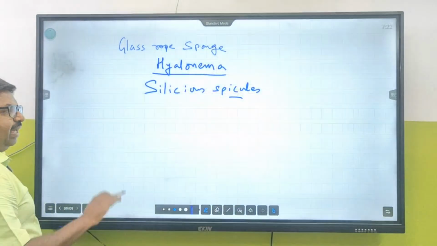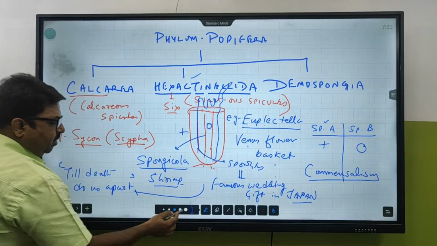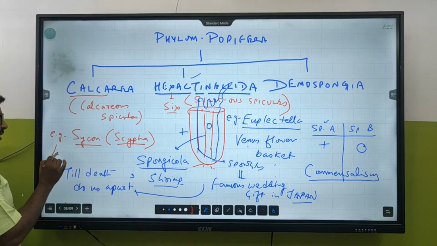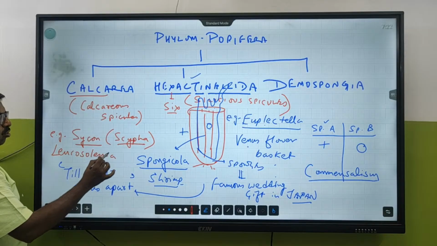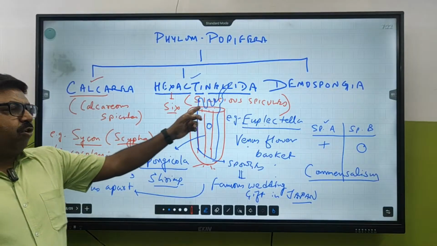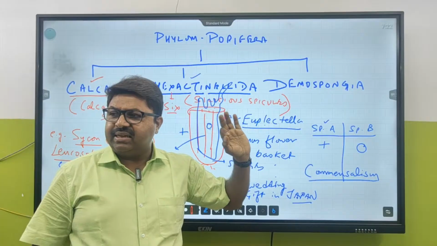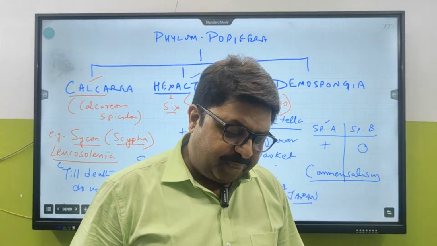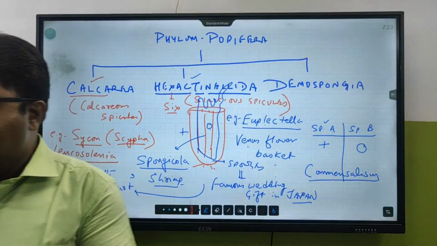Clear? Okay. One of the examples of Calcarea we have talked about is Sycon. Another one can be Leucosolenia. Leucosolenia is one example of Calcarea. So we have 2 examples of Hexactinellida. The first one is Euplectella. The second one is the glass rope sponge called Hyalonema. Any issues?